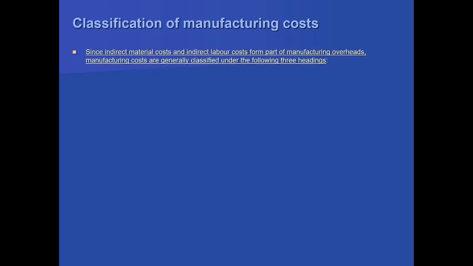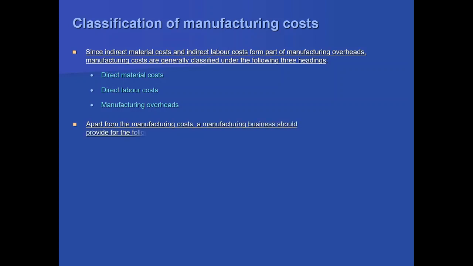Next, we focus on the classification of manufacturing costs. Since indirect material costs and indirect labor costs form part of manufacturing overheads, manufacturing costs are generally classified under the following three headings. Firstly, the direct material costs, secondly, the direct labor costs, and then thirdly, the manufacturing overheads.